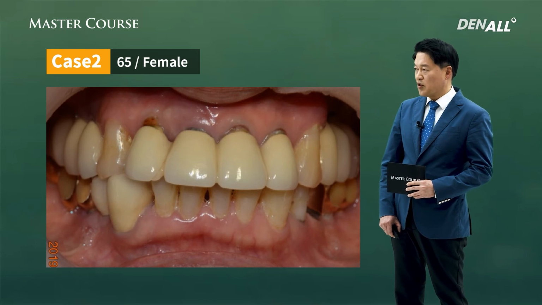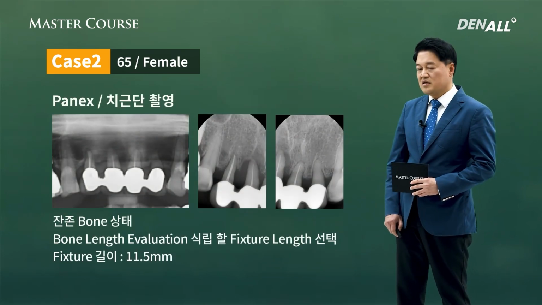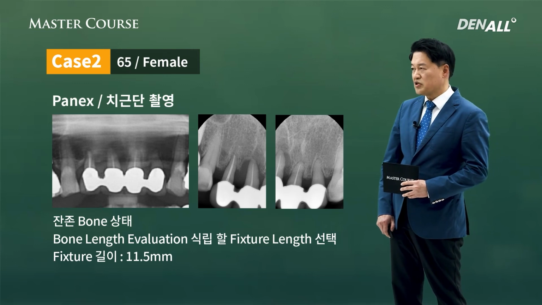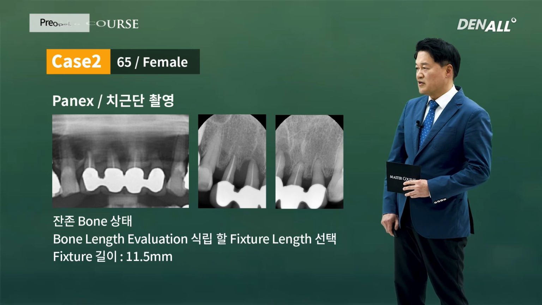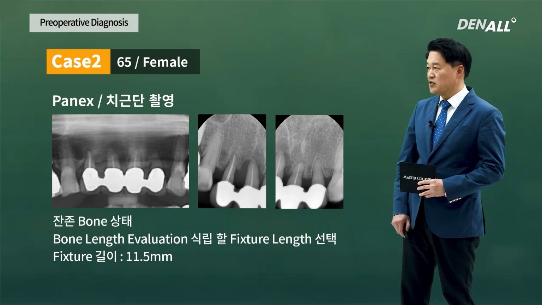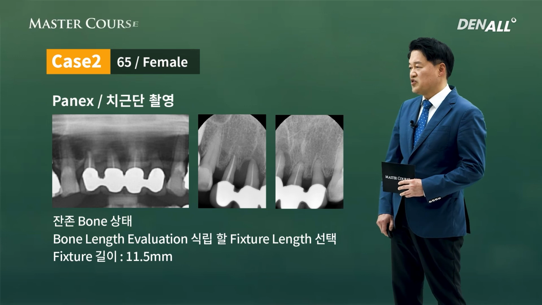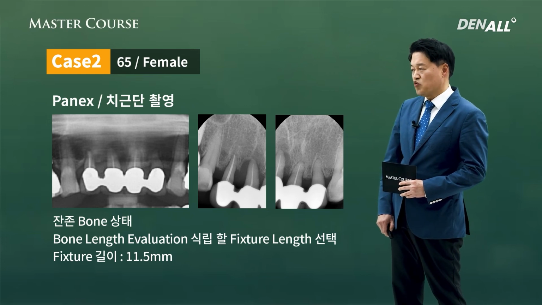And I checked the level of bone resorption and attached gingiva. And I took a CT. After that, I took a Panex. As you can see, in the anterior area, more than Panex, the periapical view is more useful in evaluating the remaining bone. You can get more accurate information. Bone length was sufficient, so fixture length was 11.5 millimeter.